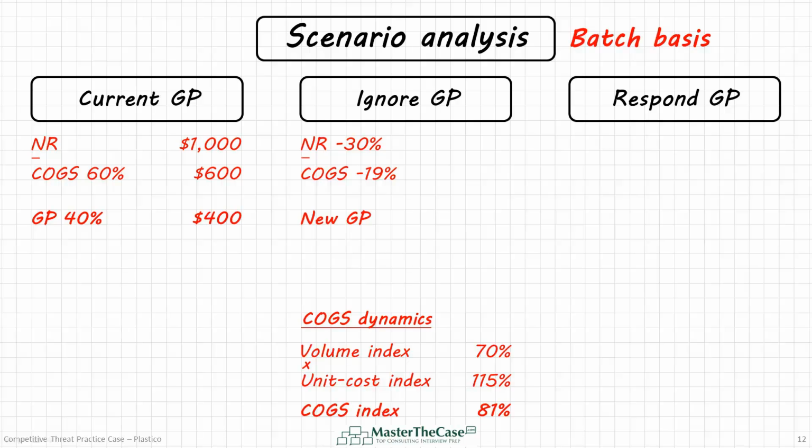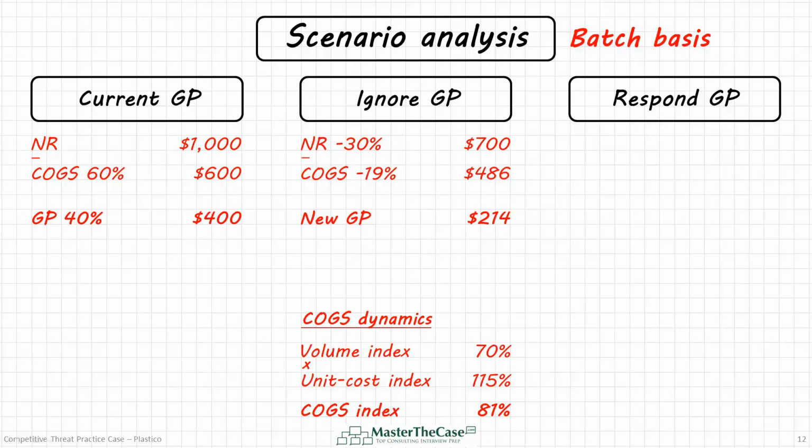It does. So plugging in the numbers, $700 minus $486 equals $214 of gross profit. That's an almost 50% decline versus the current level. I'm following you.